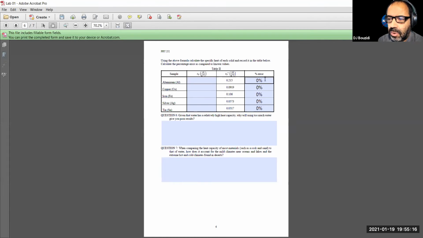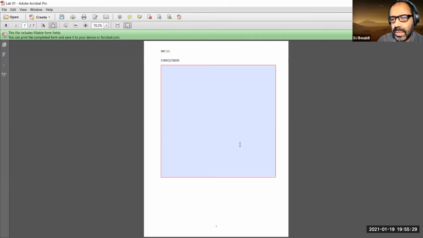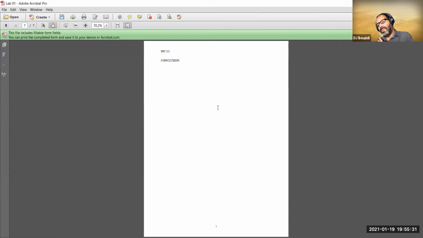If it is the same number, the error will be 0%. If this is 0. whatever, you're going to find the error in here. Just take this number minus this number, divided by this number, times 100, and you're going to get the percent error. Then you're going to answer this question, come to the conclusion, and talk about everything.